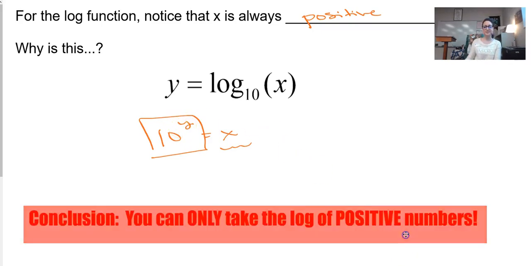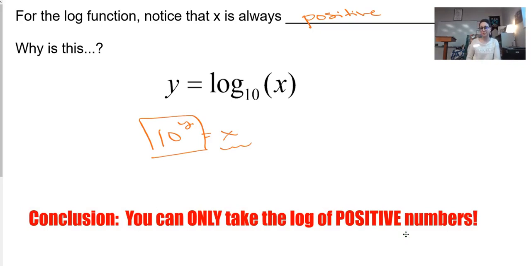So our conclusion, would you write this, please? You can only take the log of positive numbers. And we talked about that last time as well, but this is really, really important. So please write that. You can only take the log of positive numbers.